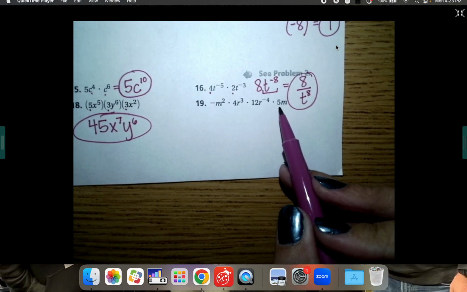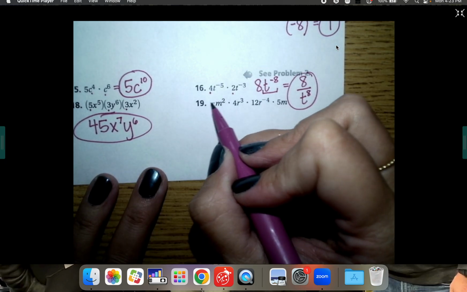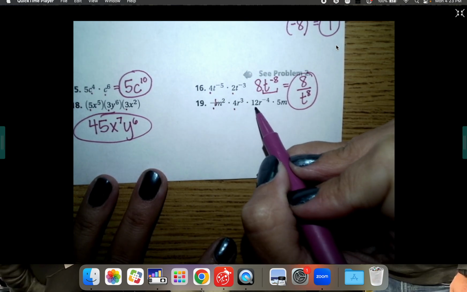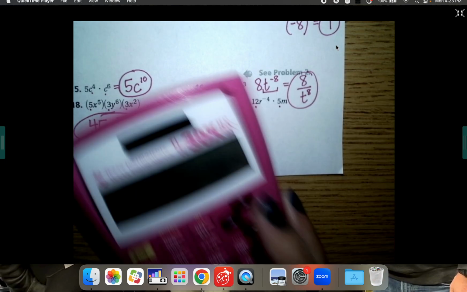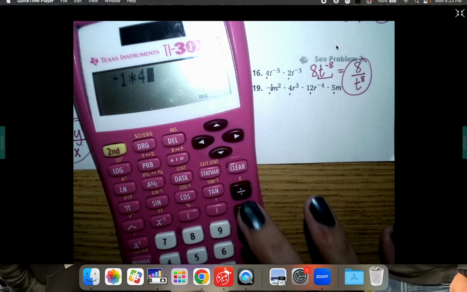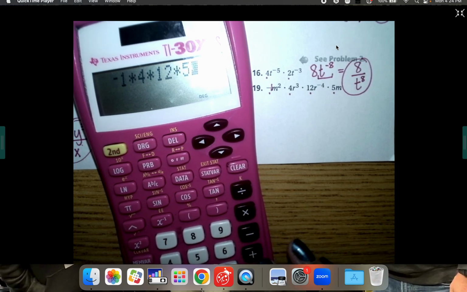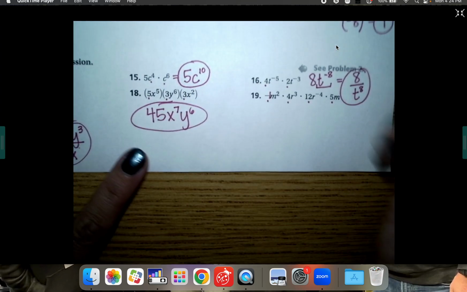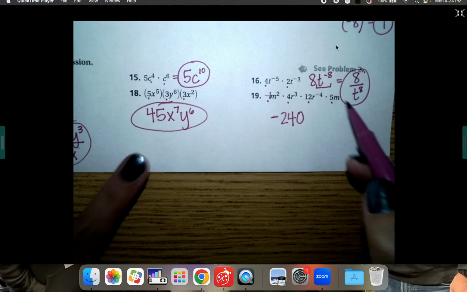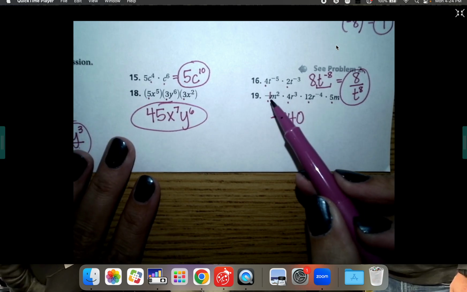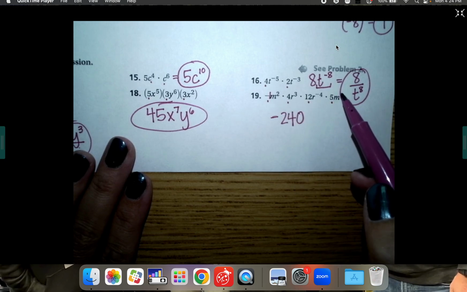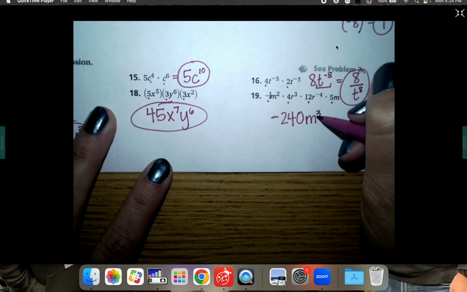All right, last one. I'm looking for just coefficients. This is a negative hidden invisible 1 coefficient. So -1 times 4 times 12 times 5. Yuck, I'm using my calculator. -1 times 4 times 12 times 5 equals -240. Now let's look at exponents. M, R, I think M comes before R alphabetically, so let's do our M's first. You have 2, and then you have another hidden invisible 1 over here for a grand total of 3.